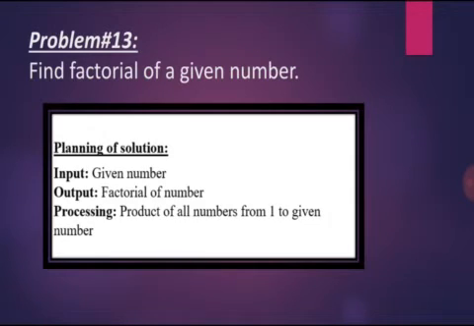Moving to the previous slide, here we have the planning of the solution. The input is the given number. Let us consider a scenario in our mind that there is a client who comes and asks us to make an application in which he will enter a number with factorial, and we have to find the factorial of that specific number and show it on the screen. So the input will be the given number and the output will be the factorial which we have to find. What is the process? We will multiply all the numbers from 1 to that specific given number.